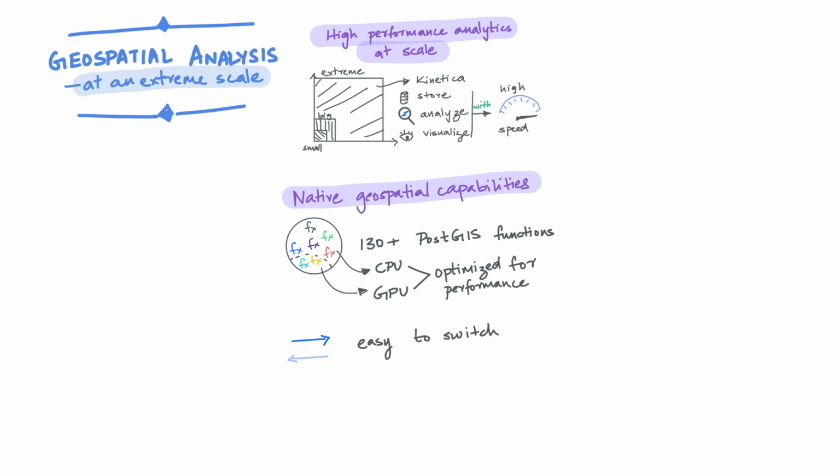Native support also means that we don't have to move our data elsewhere to access a third-party geospatial library to run our analysis. All our work can be done locally on the database itself to fully harness the performance boost that Kinetica provides.